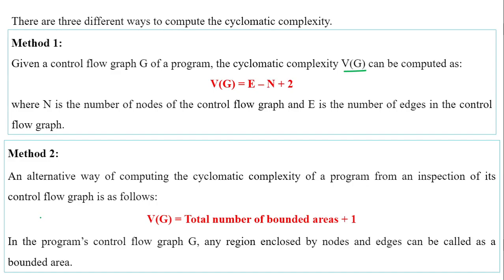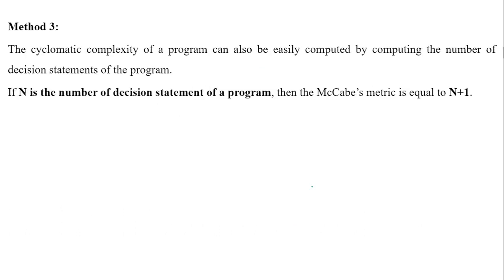So you see, total number of bounded areas plus one, this one is for the outer region. In the program's control flow graph G, any region enclosed by nodes and edges can be called a bounded area. Meaning any region that you have bounded like this, this is your bounded region. So V of G is equal to total number of bounded areas plus 1. One method is V of G is equal to E minus N plus 2, and another is V of G is equal to total number of bounded areas plus 1.